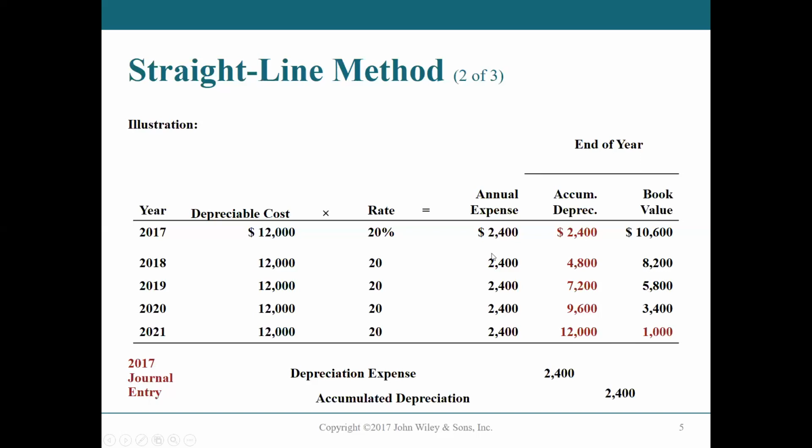Sometimes they'll show this where they take the book value and carry it over to the next year, and then subtract 2,400. But as far as the calculation of the amount of expense, we're always going to use the depreciable cost in straight line.